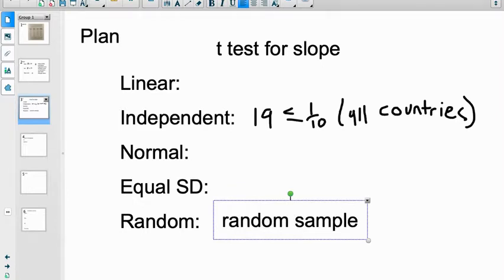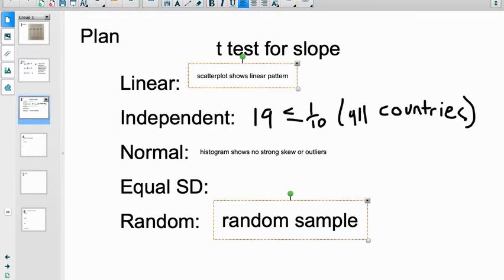Now for the linear condition, we need to check our scatter plot to see if the data is linear or somewhat linear. For our normal condition, we need to check that the residuals show a somewhat normal curve. To do that, you can make a histogram or a dot plot. For today, we're going to make a histogram. We don't want any strong skew or outliers for that normal condition. And then for equal standard deviation, we need to look at the residual plot and make sure there's no type of pattern on that residual plot. We want random scatter.